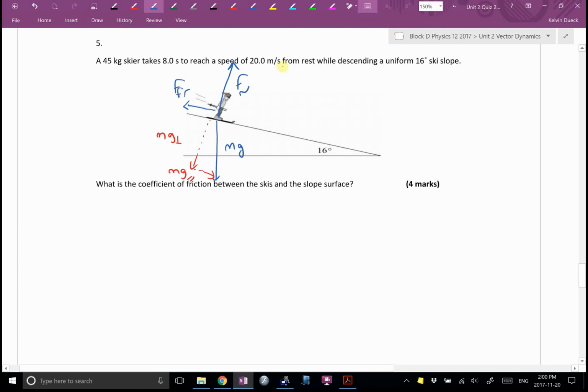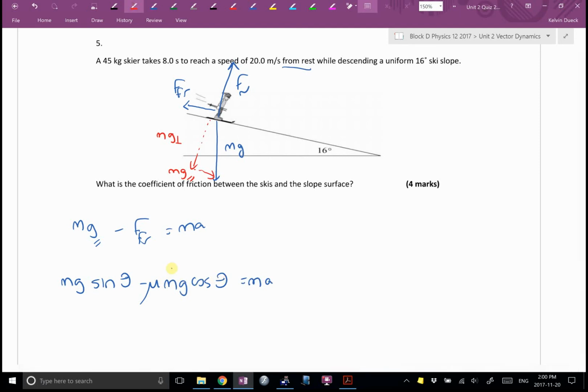It says the speed is from rest, and we reach 20 meters per second, so I know we're speeding up, which means winner must be down the slope. Who's winning? mg parallel minus friction equals ma. mg sine theta minus mu mg cos theta equals ma. I want to get the mu by itself. I'm going to do the swappy dance. I'll plus that there, minus that there.